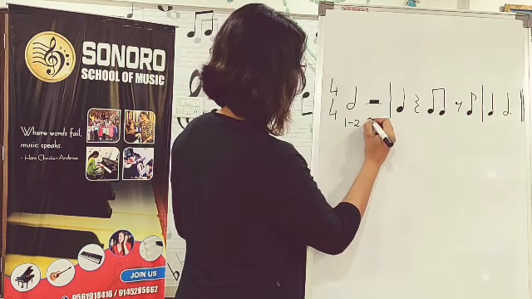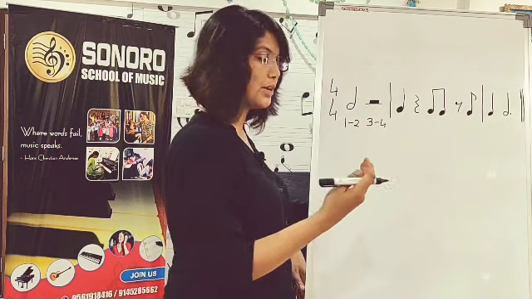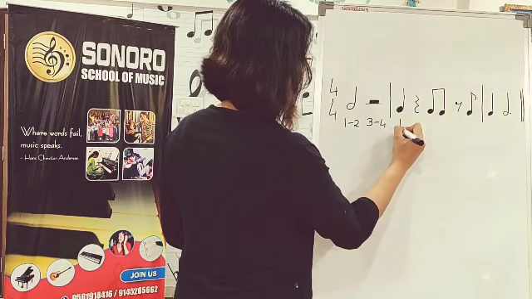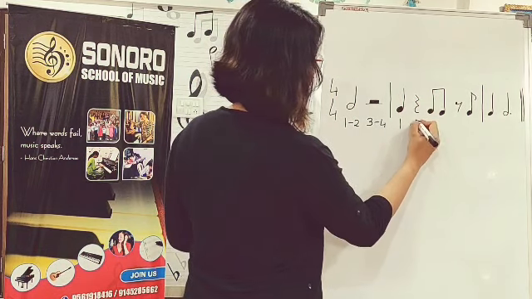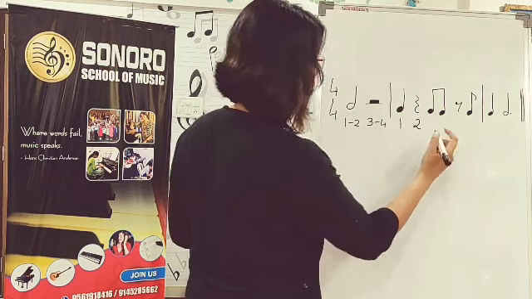So my half note gets 2 counts, so I get 1-2. My half rest will again get 2 counts, so it gets the third and the fourth beat. Then my quarter note gets 1. Again, the quarter rest gets the second beat, only the second beat because it's 1 count.